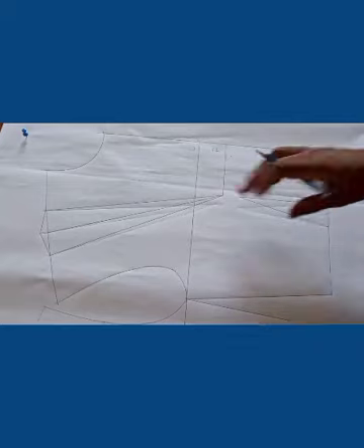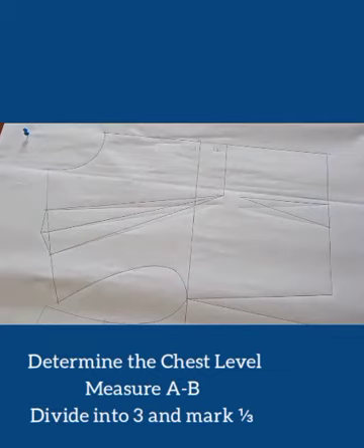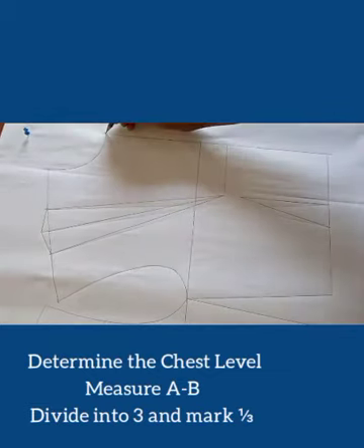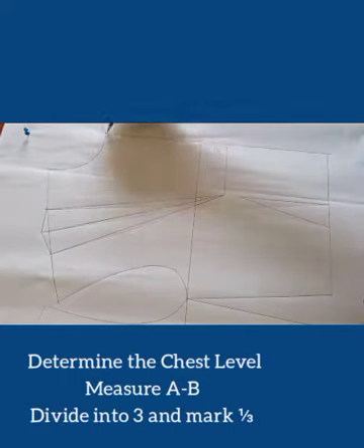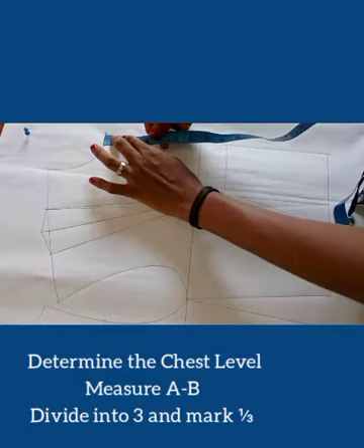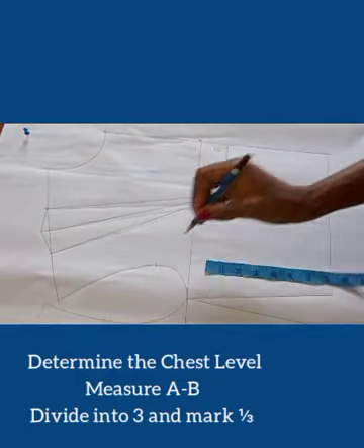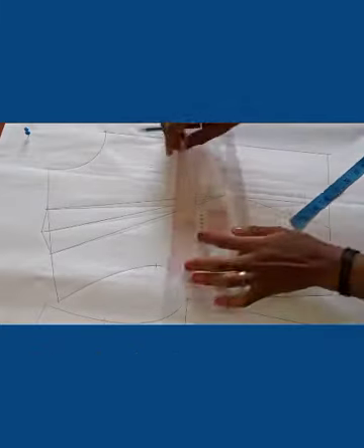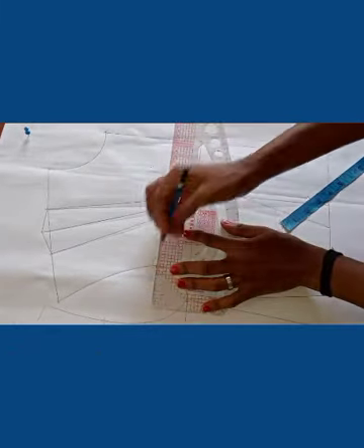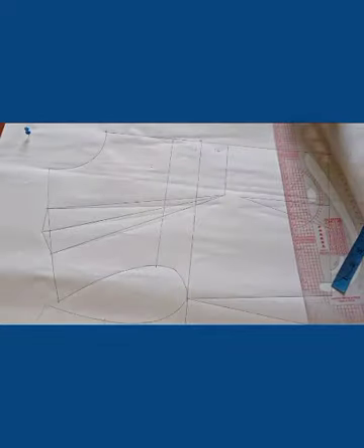So we are starting with the center front, and for the center front, I'm going to start by determining my chest level. So how do I determine my chest level? I'll make here A, and this will be B. I'm going to measure whatever I have. I'll divide it into 3. One third of it is what I'm going to use for my chest level. So somewhere here, that will be my chest level.